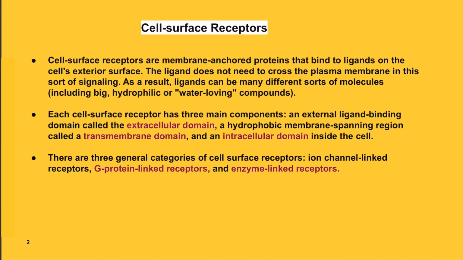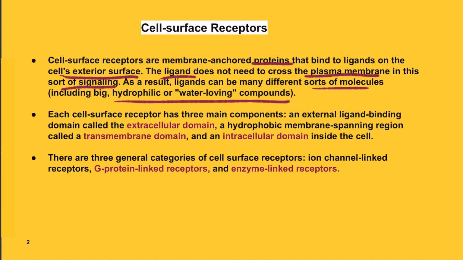In our last video, we talked about what cell surface receptors are. Let's review quickly. Cell surface receptors are membrane-anchored proteins that bind to ligands on the cell's exterior surface. The important aspect is that the ligand does not need to cross the plasma membrane in this sort of signaling.